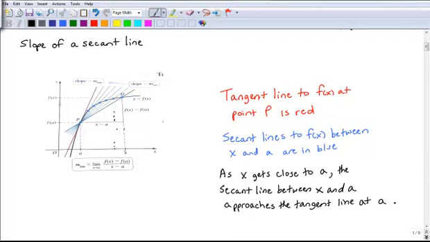y2 is the y value at x. So there's our y2. y1 is the y value at a, and that's what f of a represents. It's our y1. x is our second x value. a is our first x value. So that's just the slope of the secant line between 2 points. Now as x gets close to a, that's what the limit tells us. As x approaches a, the slope of the secant line equals the slope of the tangent line.